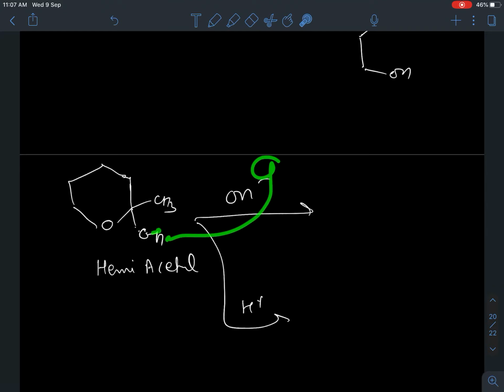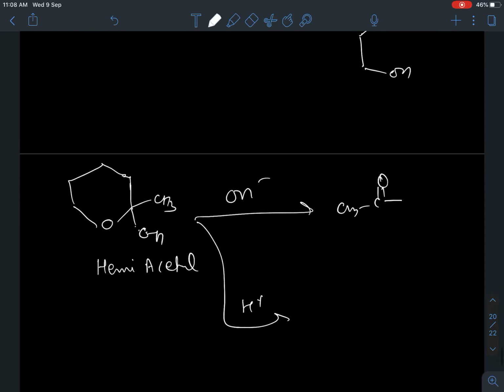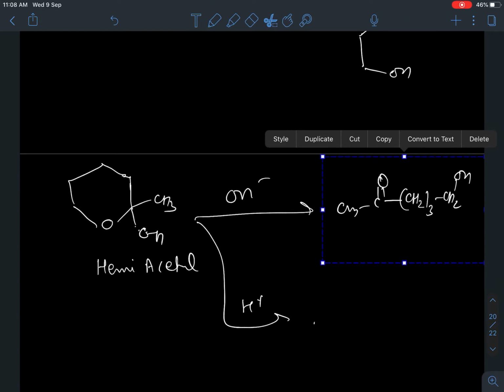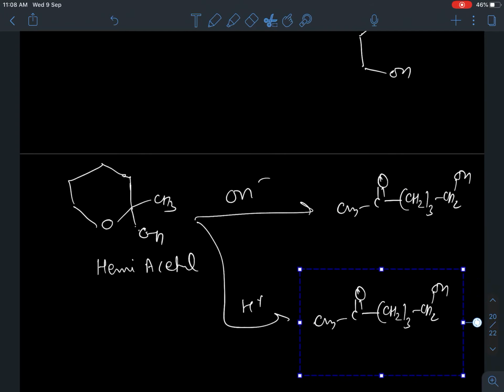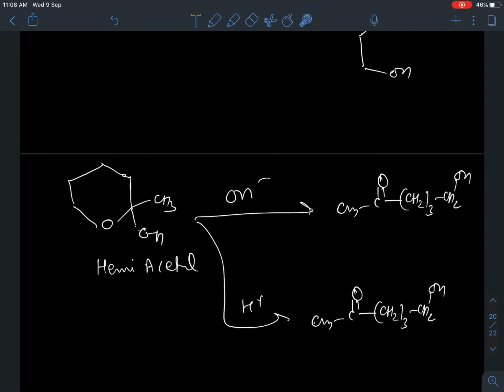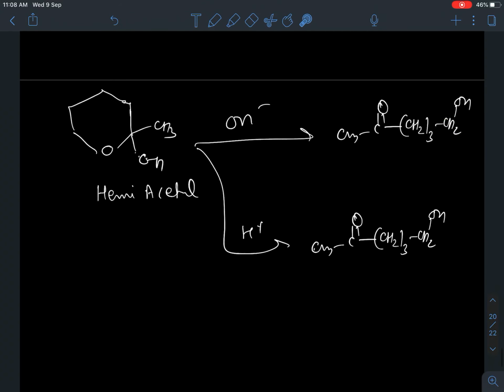OH minus will take out this hydrogen, it will attack, and this will leave. So in both of these cases, the product that you are going to get is CH3C double bond O, here double bond O, and 1, 2, 3, 4 carbons and then OH, CH2 whole thrice, CH2OH. The same product you are going to get even here also. Just check the number of carbons. Is it okay? So 1, 2, 3, 4, 5, 6. Yes, everything is okay. So now this is going to form this.